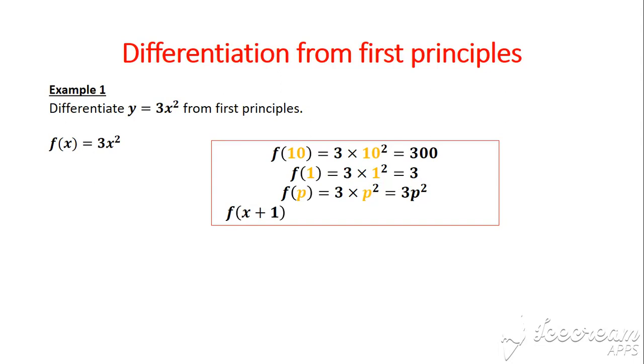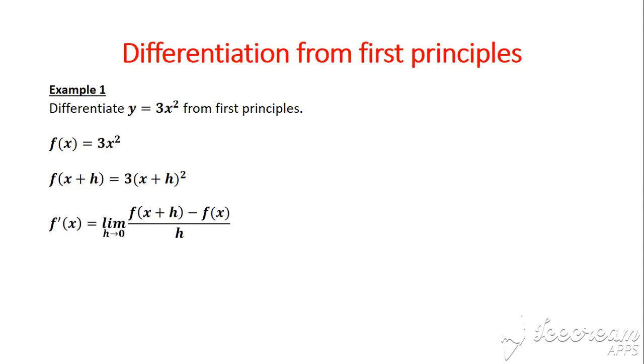Now, what if I told you f(x + 1)? You need to substitute x plus 1 into x and get 3 times (x + 1) all squared, which you'd write as 3(x + 1) squared. Now, we're going to use that right now to get the next part of this. What is f(x + h)? Well, just what we just did. We're going to grab x plus h and substitute that into x and get 3(x + h) all squared. Right, let's write down the gradient rule that we're going to use to get our gradient formula.